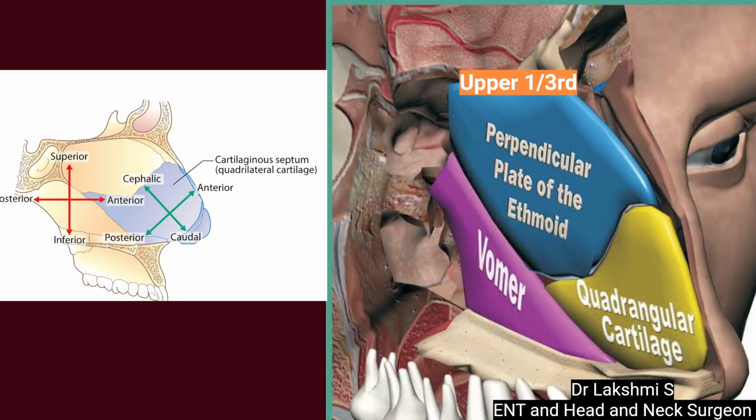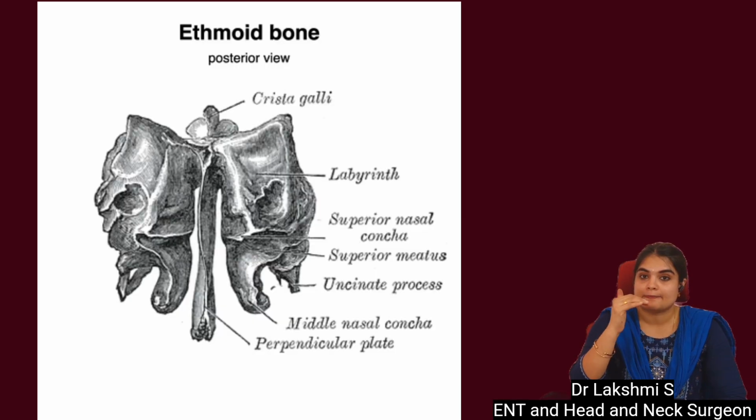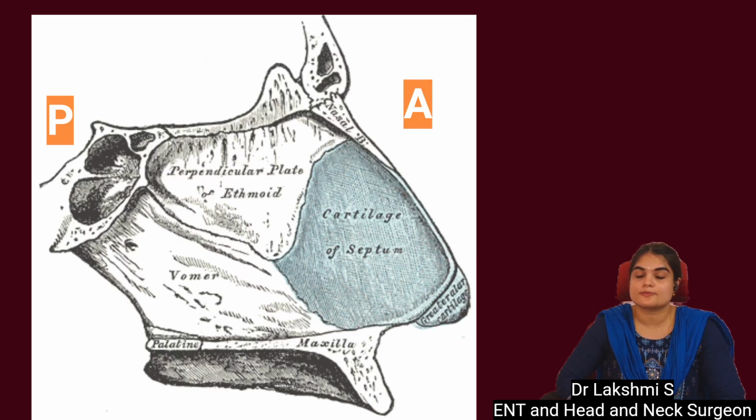You can see the image. This is the perpendicular plate of the ethmoid. It forms the upper part and also a little bit of the posterior part. The upper one-third, meaning the part towards the root of the nose, is formed by the perpendicular plate of the ethmoid.